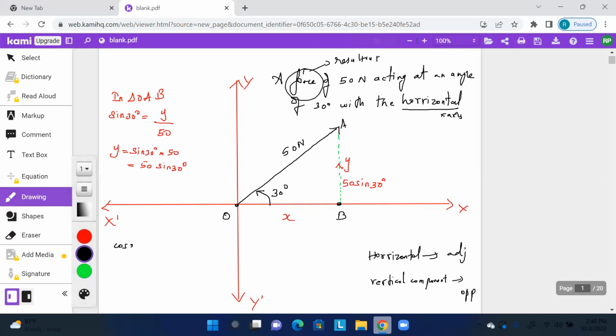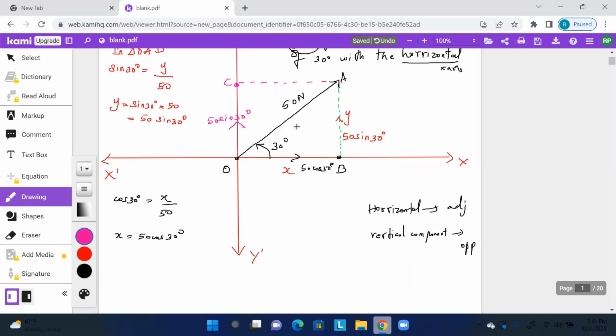Now, coming to the next one. Cos 30° in the same triangle OAB, adjacent by hypotenuse 50. So x will be the same way, 50 cos 30°. So x will be represented by 50 cos 30°. Now you can see that since this vertical side represents 50 sine 30°, I can extend the same way along to the y-axis at C. And this vector also represents 50 sine 30° because parallel vectors are always equal.